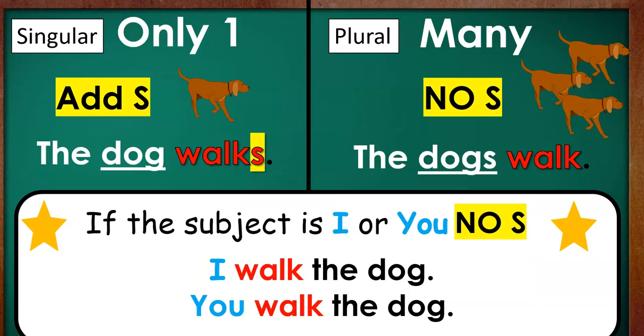So remember, if the subject is singular, add the S to the verb. If the subject is plural, no S on the verb. But if the subject is I or you, there's no S on the verb. If you can remember this, then you'll not make any more mistakes with subject-verb agreement.